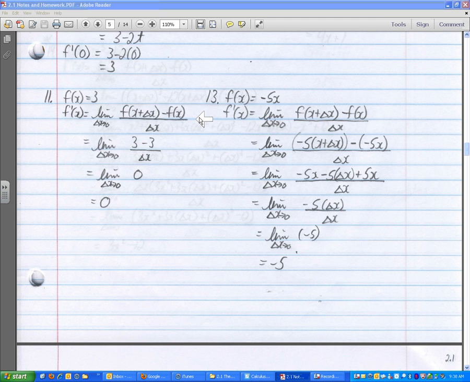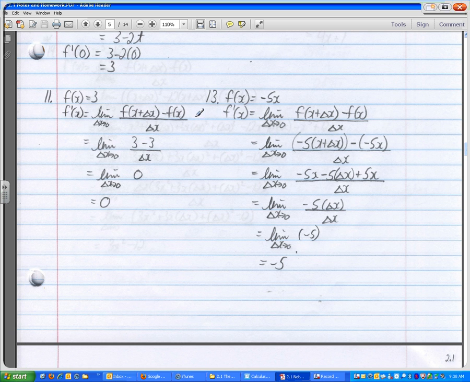All right, so we got the limit as delta x approaches 0. Oh, where'd my arrow go? Oh, it went away. How sad. So I have to do this. See, I can't make an arrow. Maybe if I do that. There's an arrow.